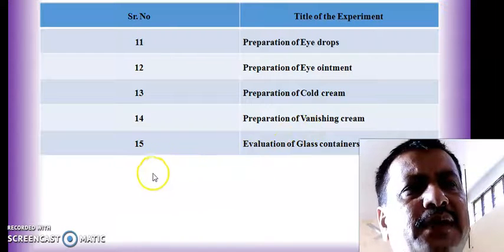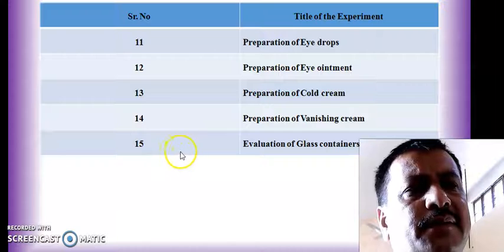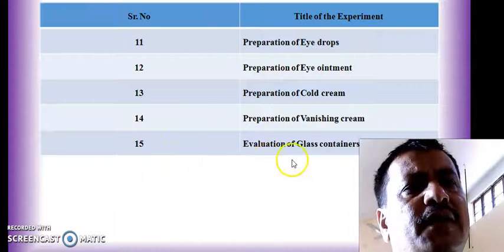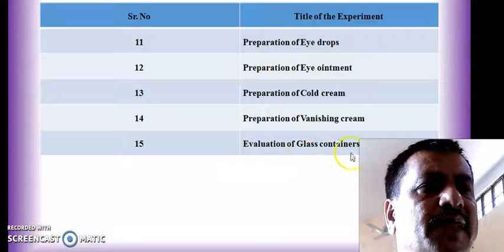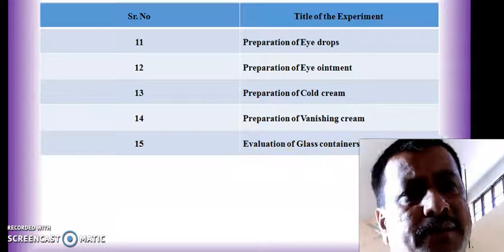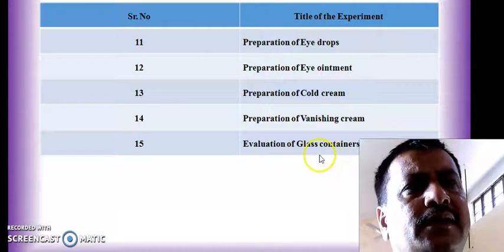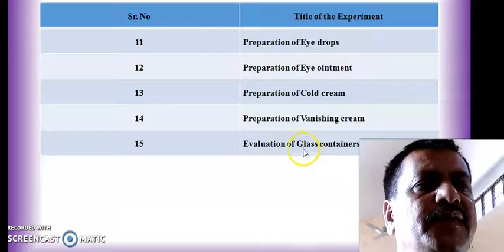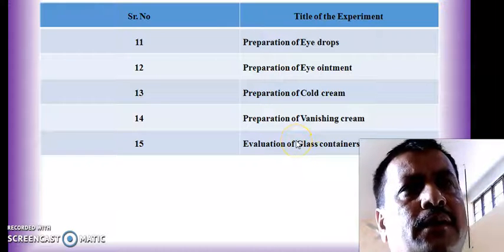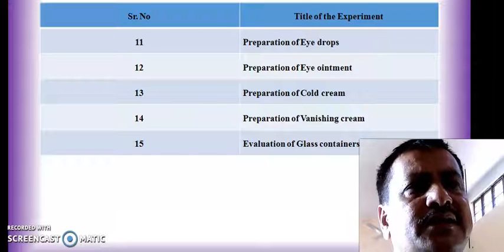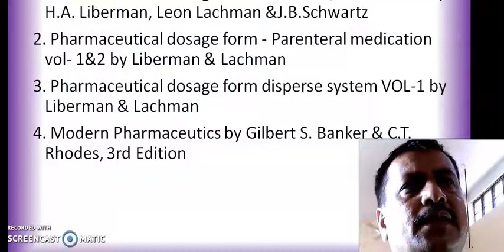And the last experiment, as per the syllabus, is the evaluation of glass containers as per IP. So these are the 15 experiments which we have to conduct in our Industrial Pharmacy 1 practical subject or course.